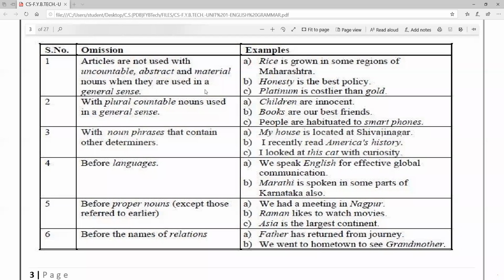For example, children are innocent. So here we are not using a children or an children or the children. We are not talking about a particular or specific child or specific group of children. We are talking about the whole world and children in all over the world. Children are innocent. मुलं काय असतात? निरागसच असतात.